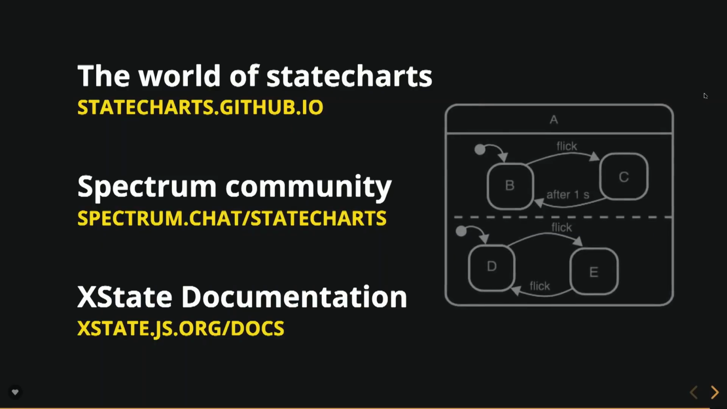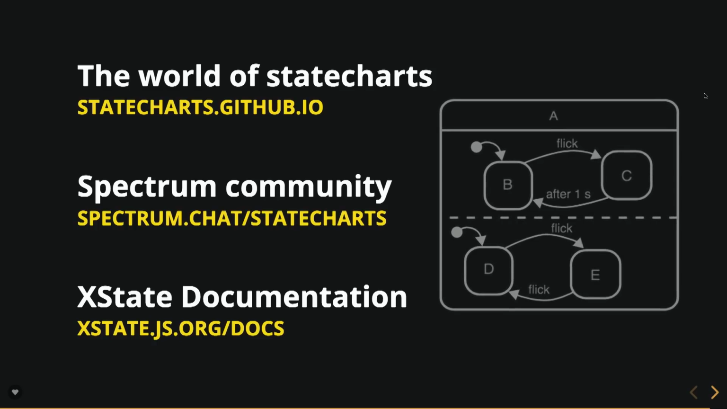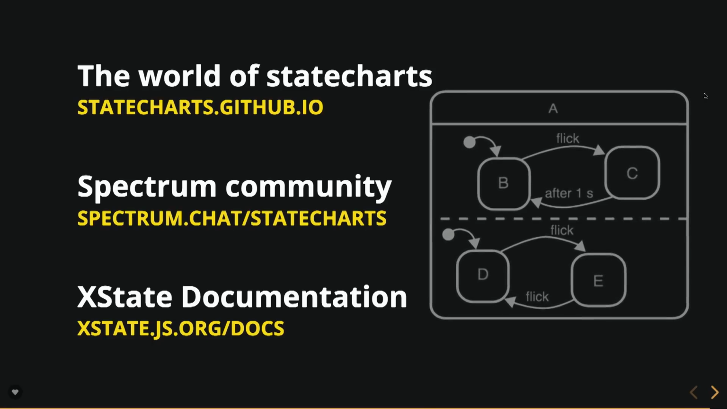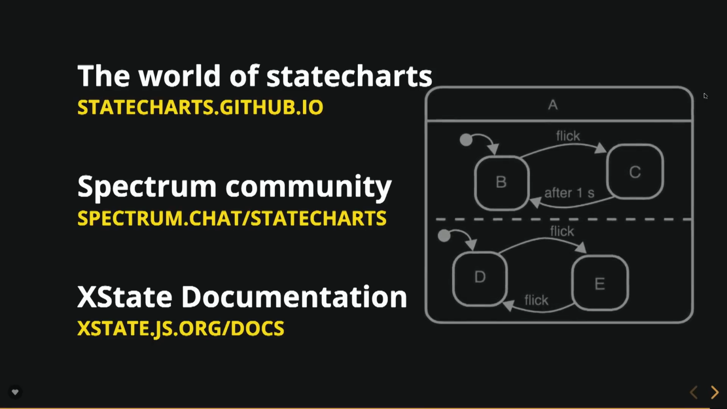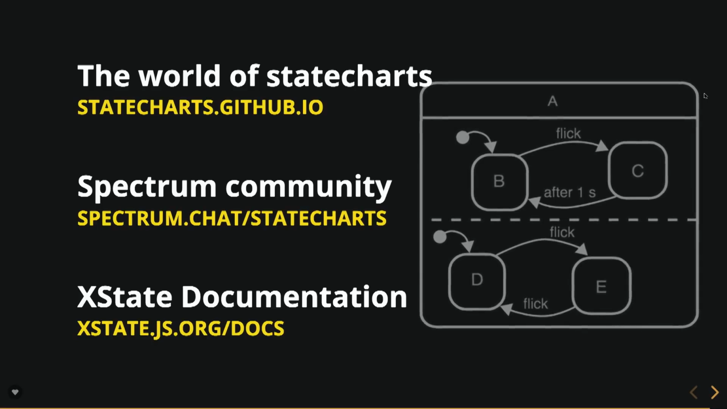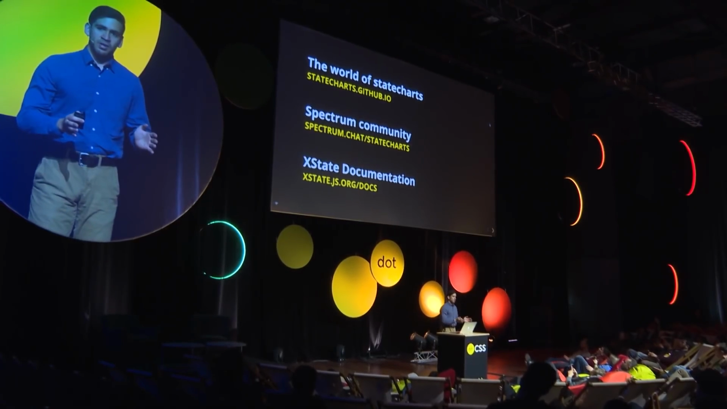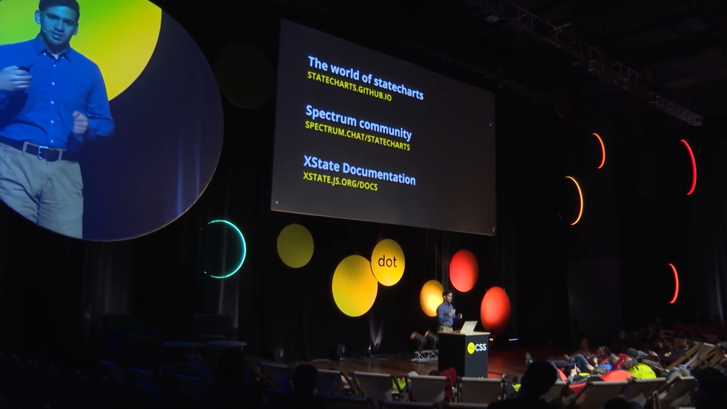So there's a lot of resources available if you want to get more into this subject. I could only cover so much in 18 minutes. There's the World of Statecharts, which is a nice, gentle introduction to why we should be using finite state machines and statecharts. There's also the Spectrum community, where you could ask any question, and it's a nice format for just discussing all of these things. And also, of course, the XState documentation at xstate.js.org/docs.